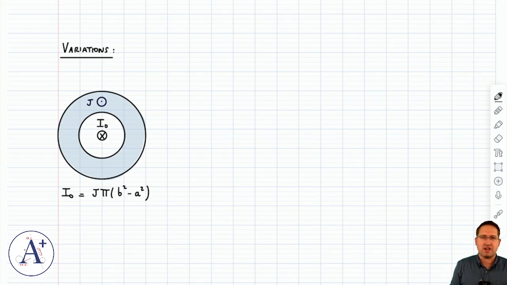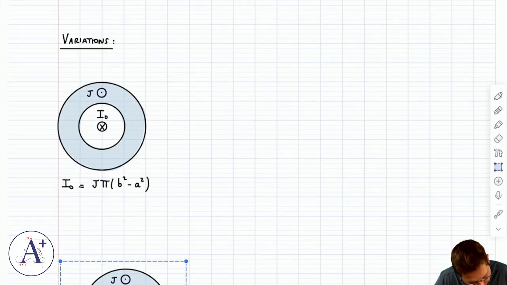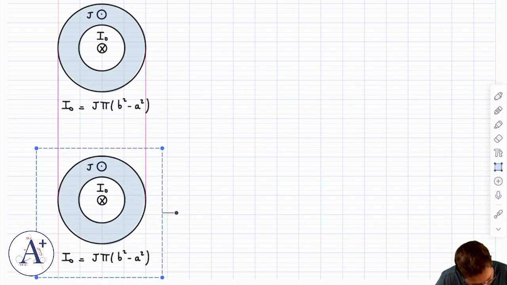I'm choosing a specific value so that I get an encircled current of 0 once I'm outside of everything. I don't have to do that. I0 could be completely independent of J. It wouldn't matter. Okay, but let's see how things change. So let's go, well, first of all, let me make a few copies of this.